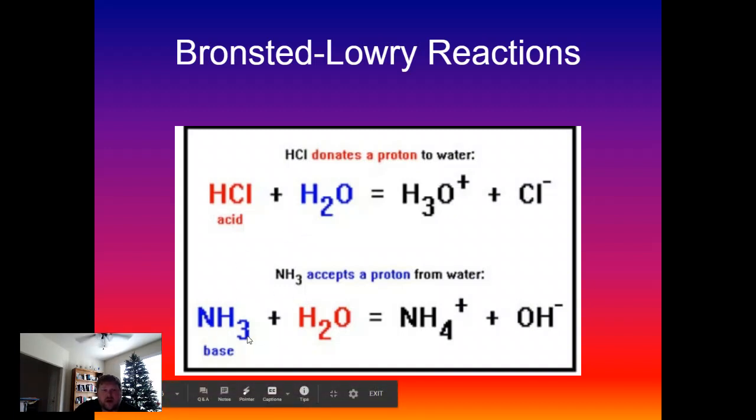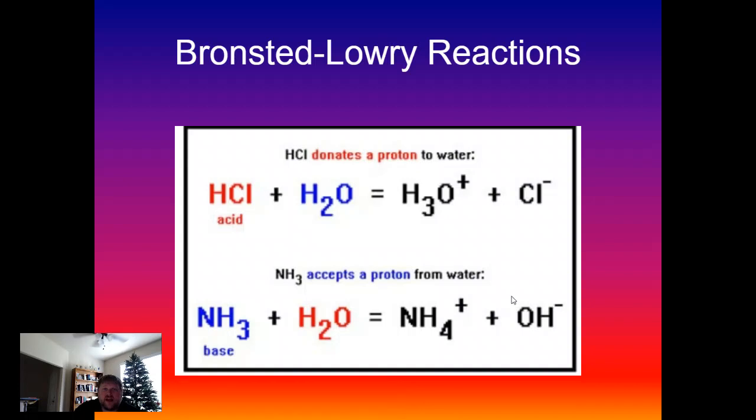Now down here at the bottom we have a base reaction. Here ammonia is a base, and now water will be an acid. So let's look at what happens here. Ammonia goes to ammonium, so it had to add an H, and that H came from the water. So water donated an H to ammonia to make ammonium and left behind the hydroxide from water.